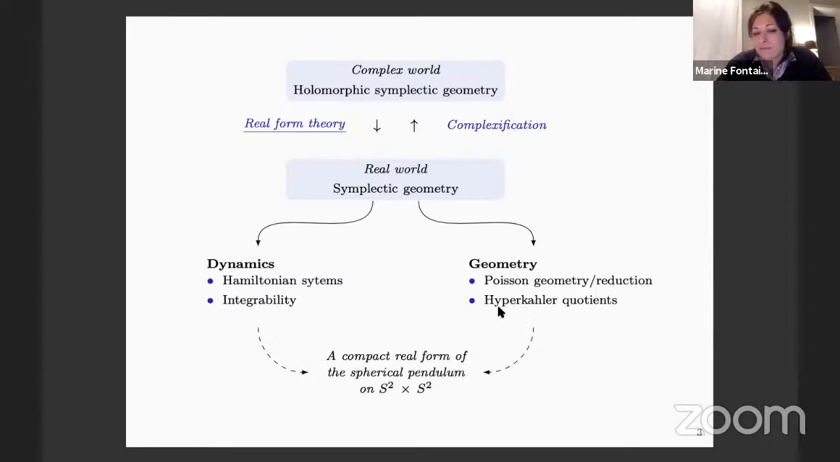There's also a part of the work that has to do with hyperkähler geometry, and this is actually used, as you will see, to find an example that we will call a compatriot form for the spherical pendulum. The spherical pendulum is a real Hamiltonian system defined on the cotangent bundle of a sphere. In fact, we will see that S2 cross S2 can be seen as another real form of the same holomorphic system, and we will see what the spherical pendulum is on that form.